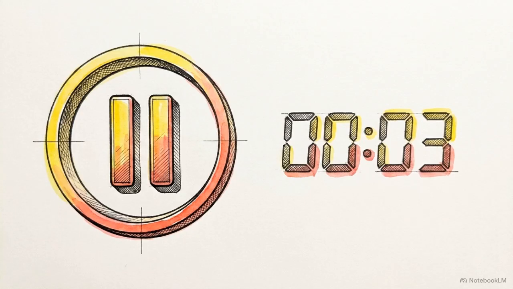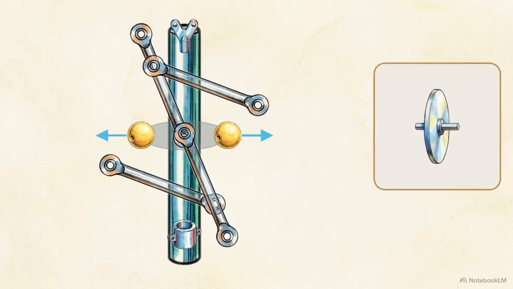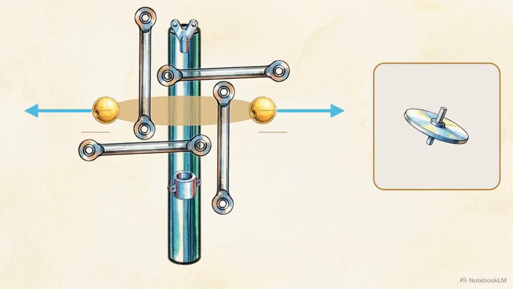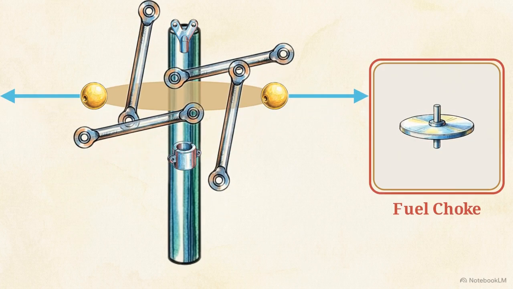Let's test this concept. Pause the video for a moment and think through this chain reaction. If an external machine suddenly stops drawing power from our engine, what exactly happens to the centrifugal force and the sleeve? Because the load dropped, the engine speed jumps. That increases the centrifugal force, pushing the flyballs outward, which forces the sleeve up to choke the fuel supply.